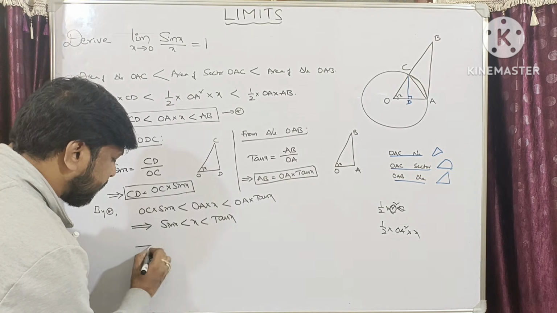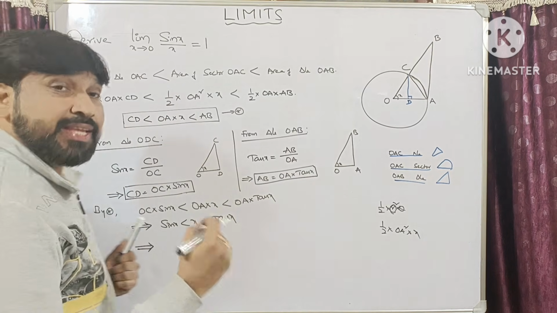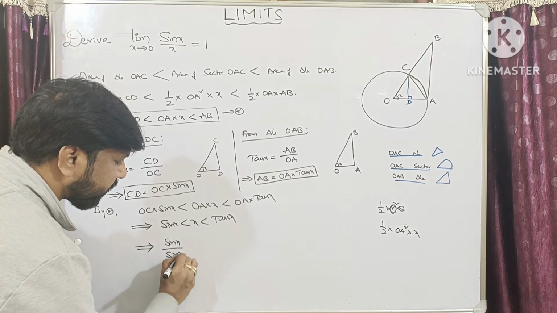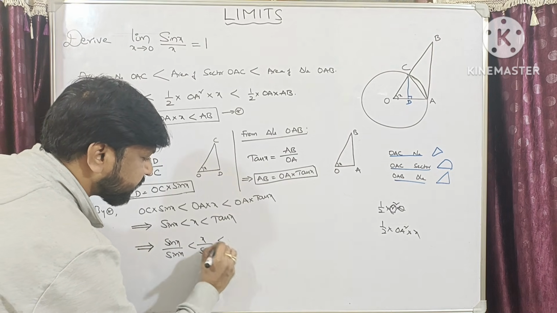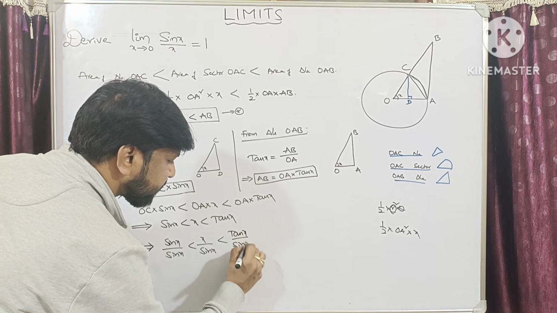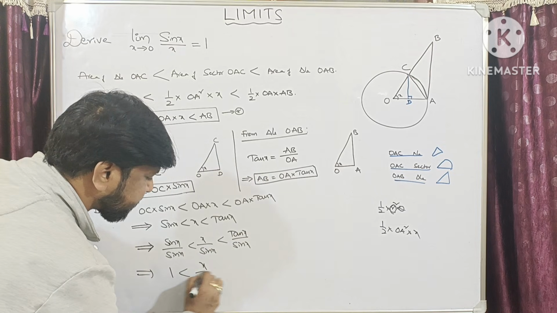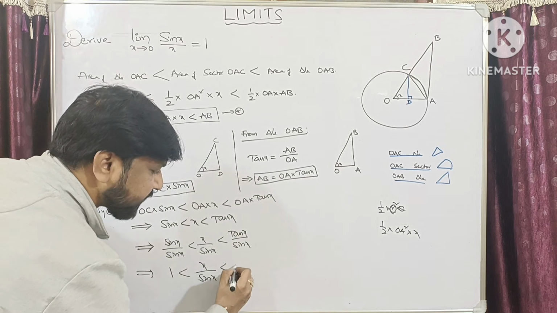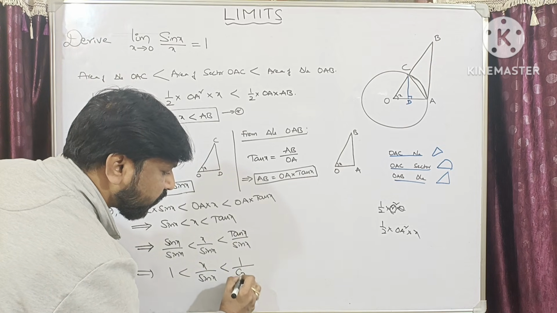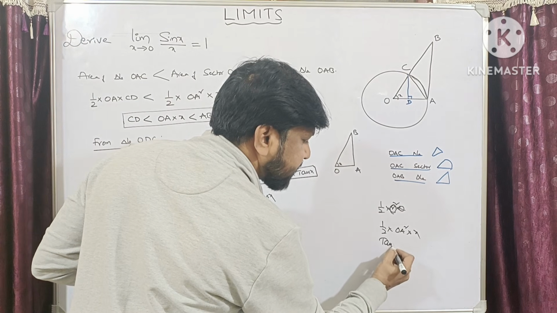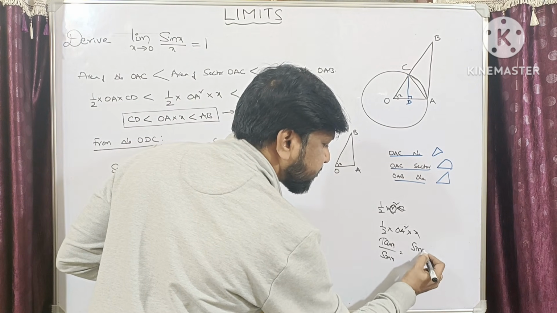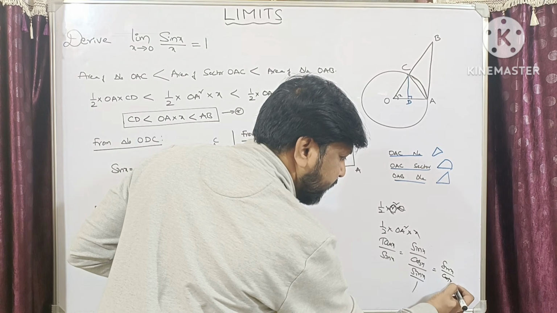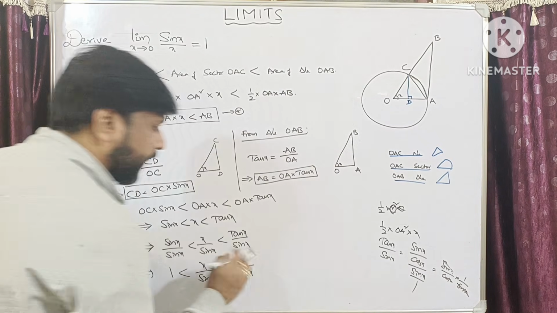In the next step, divide throughout by sin x. Sin x by sin x is less than x by sin x, which is less than tan x by sin x, which implies 1 is less than x by sin x, which is less than tan x by sin x. Tan x can be written as sin x by cos x, divided by sin x. That is sin x by cos x into 1 by sin x. Sin x will cancel, and you are getting 1 by cos x.